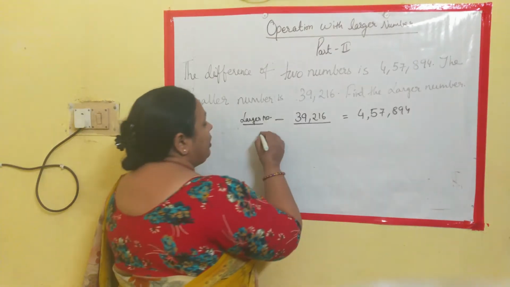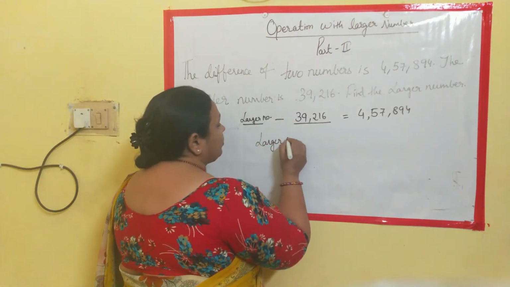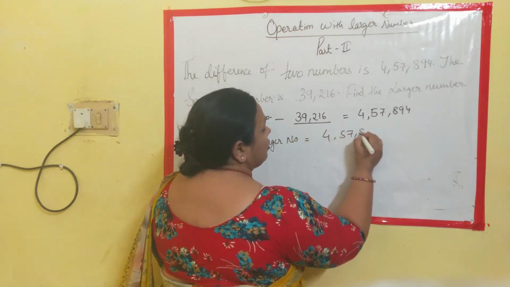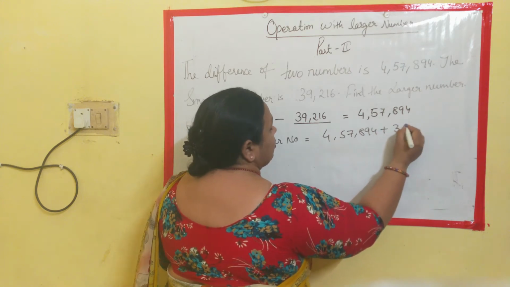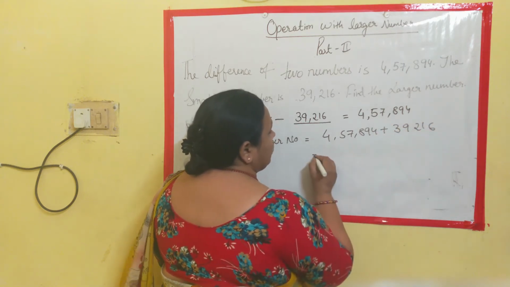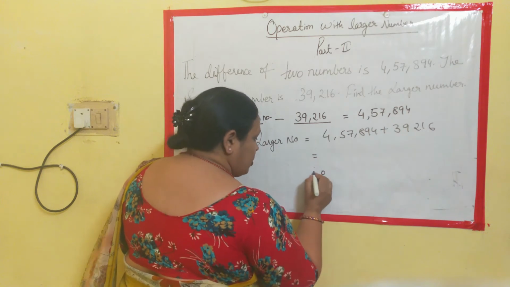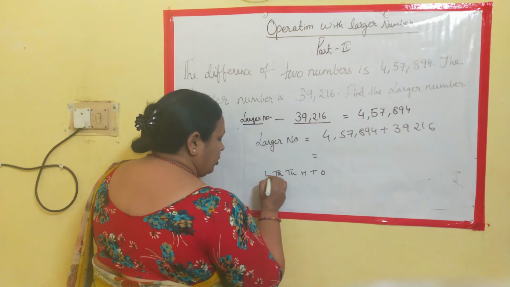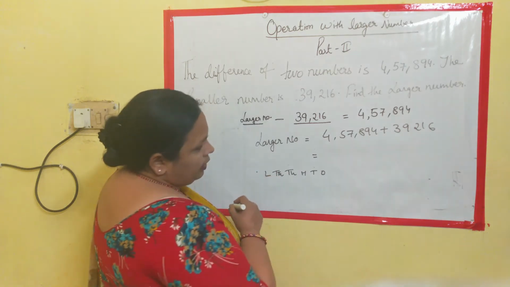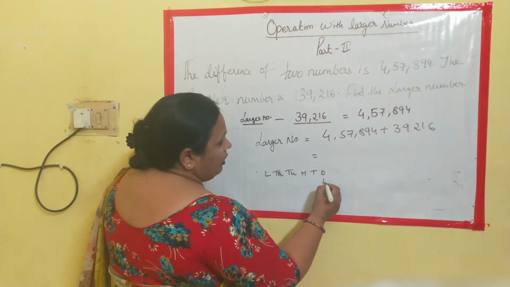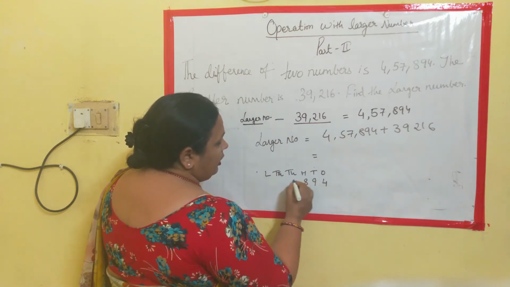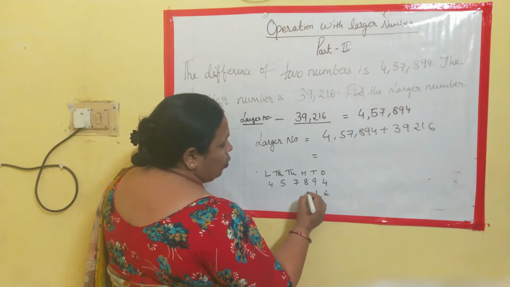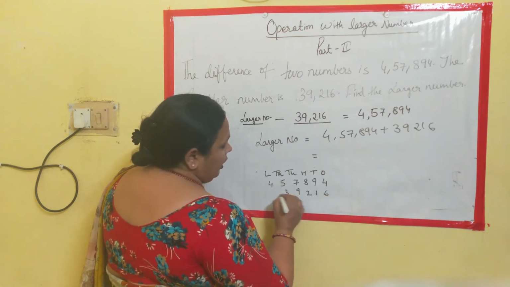So we'll be writing it as larger number is equal to 4,57,894 plus 39,216. Mentioning the positions, we have till lakh only, so it's sufficient. Write 4, 9, 8, 7, 5 and 4, 6, 1, 2, 9 and 3.